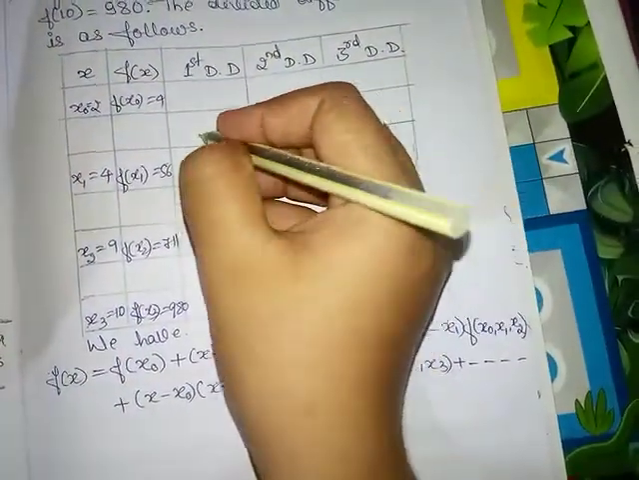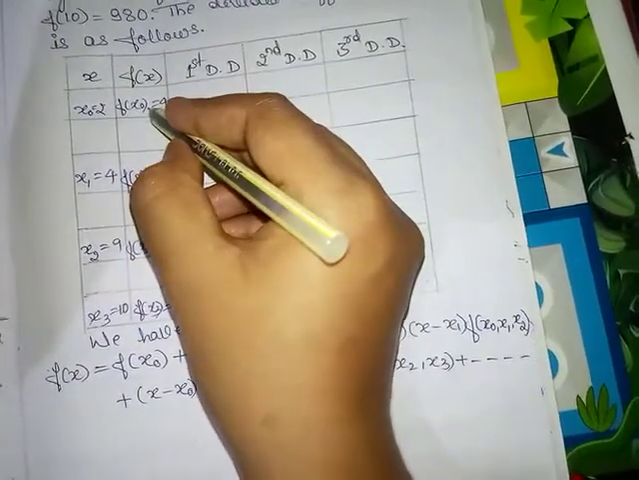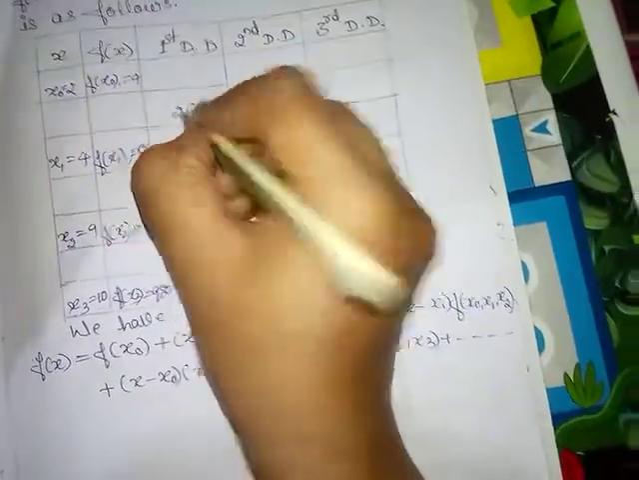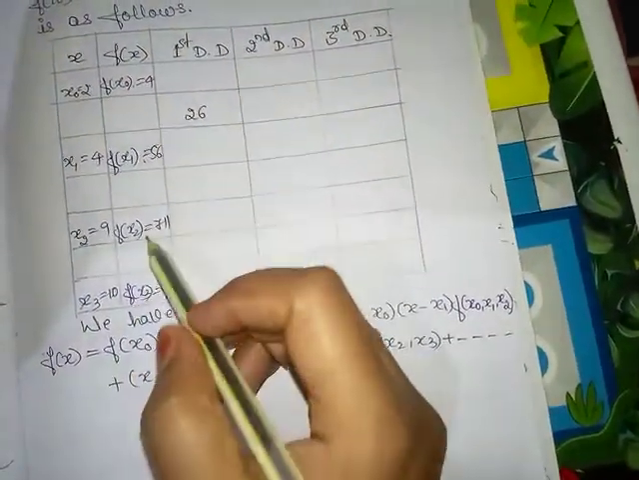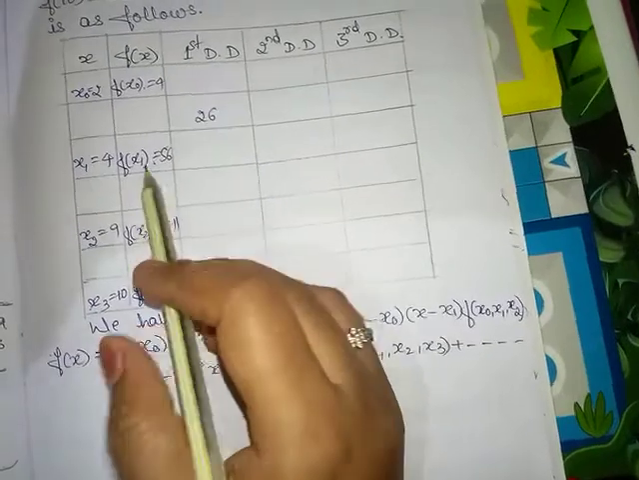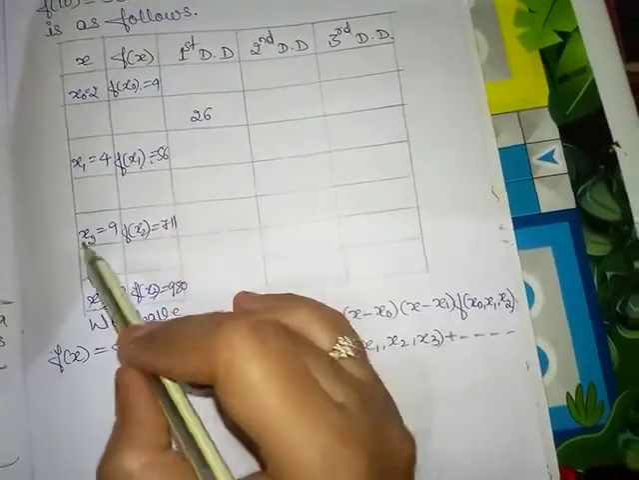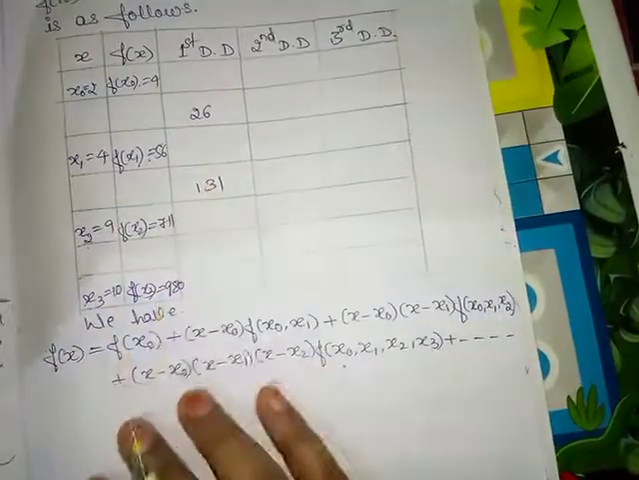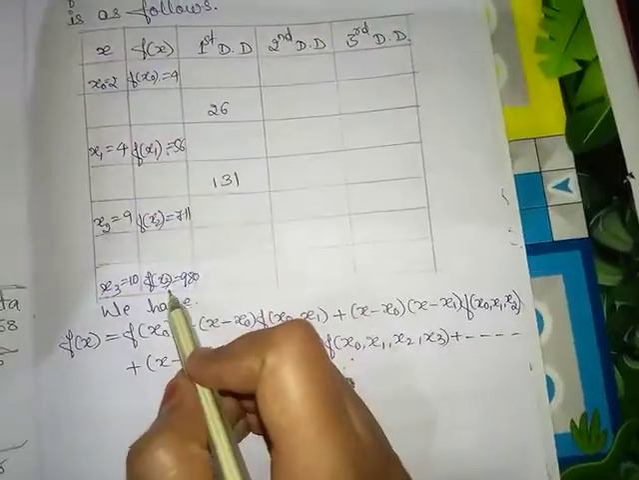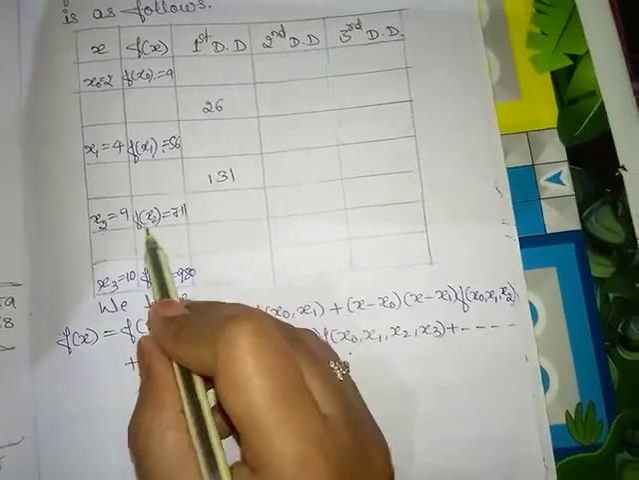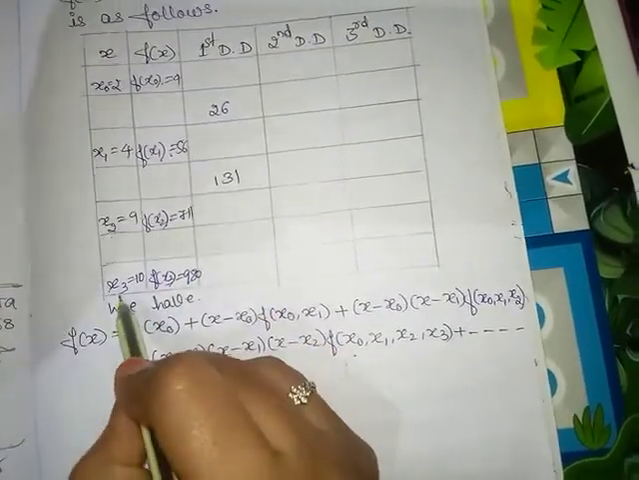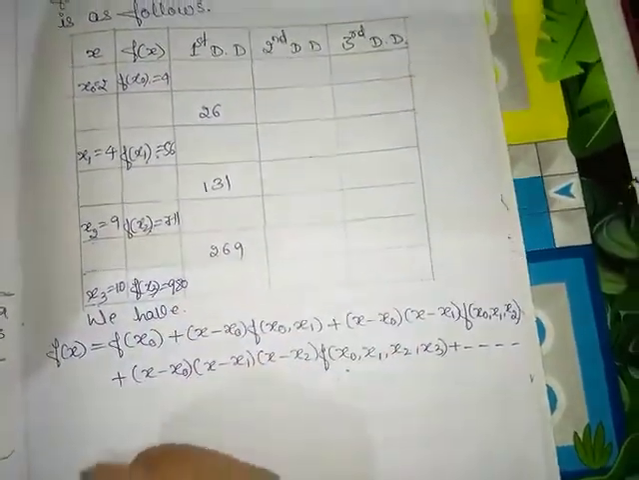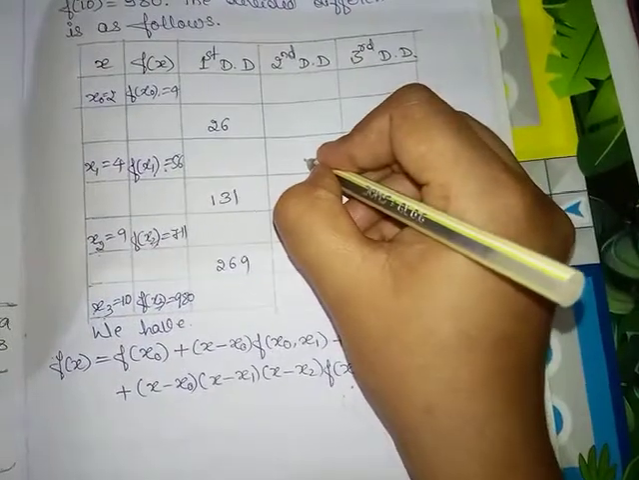When you calculate f of x1 minus f of x naught divided by x1 minus x naught, you get 26. Next the formula is f of x2 minus f of x1 divided by x2 minus x1. When you calculate we will get 131. Next one is f of x3 minus f of x2 divided by x3 minus x2. We will get 269.